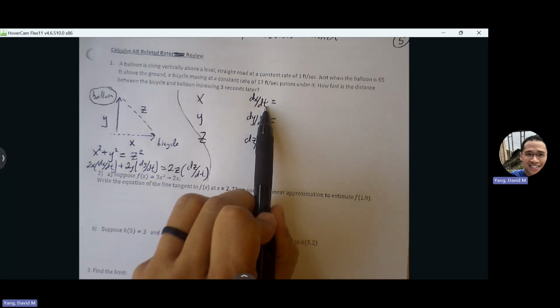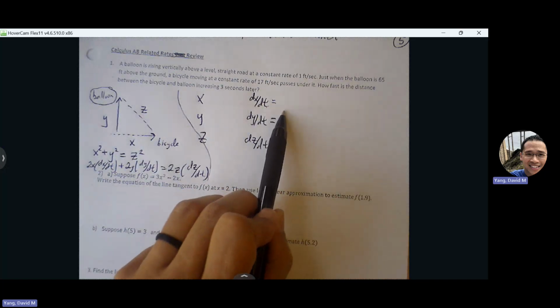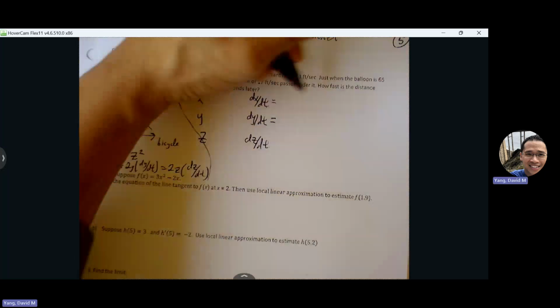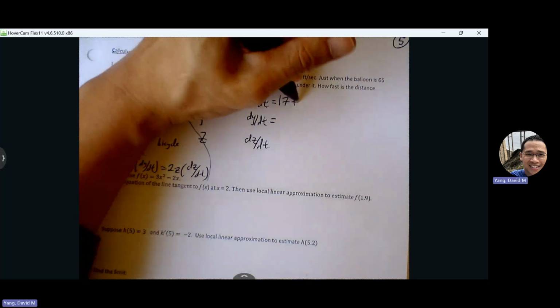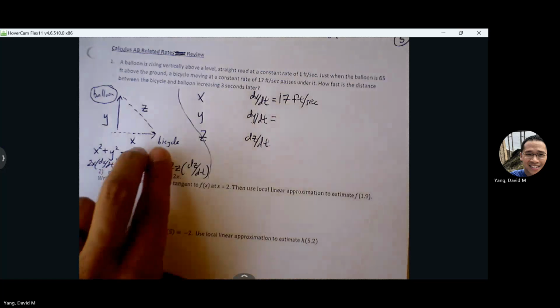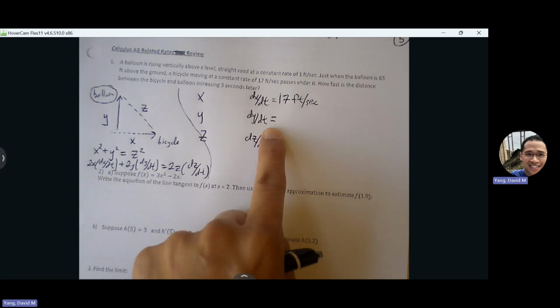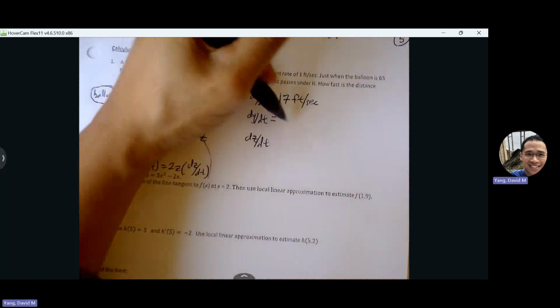Okay, dx/dt is the rate at which the bicycle is moving. What can we say that is? 17 feet per second. And we know this is positive because it's causing the base of the triangle to increase. Okay, dy/dt is 1.